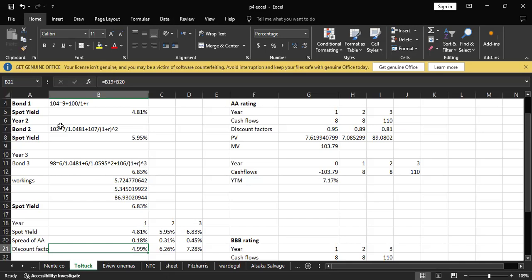I will share this spreadsheet with everyone. Okay, guys? This toll tax company and the Levante company spreadsheet, I will share with all of you.